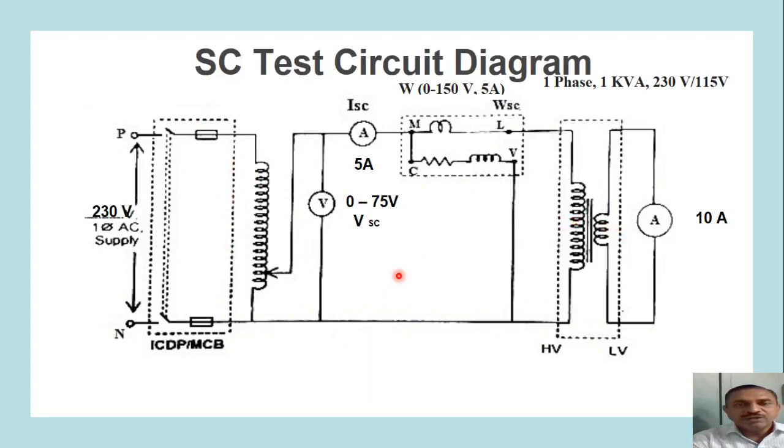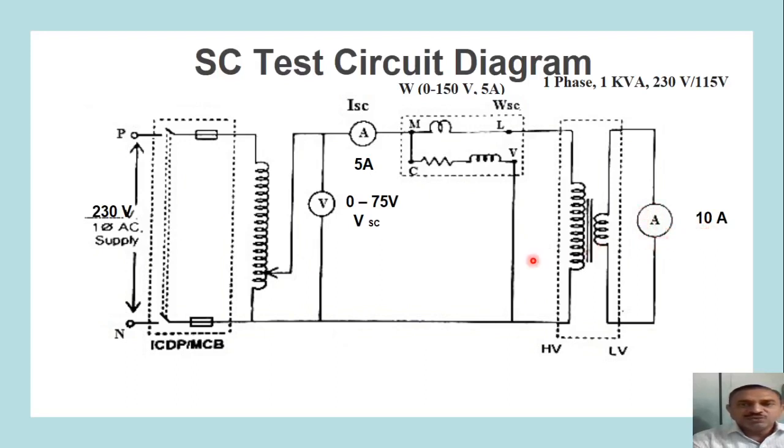Now when we have to perform this particular test, we must take care that the auto transformer must be at its 0 position. Ensure that first. Secondly, ensure that the LV winding is properly shorted or connected through an ammeter whose range must be greater than the rated current of the LV winding. For this the current will be approximately 9.8 ampere. So a 10 ampere ammeter will be suitable.